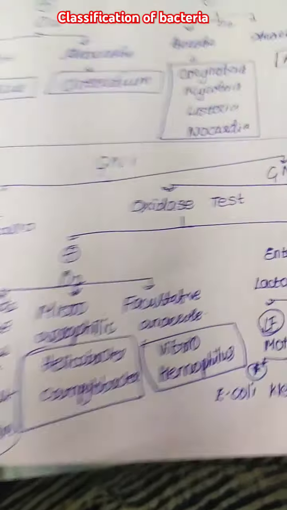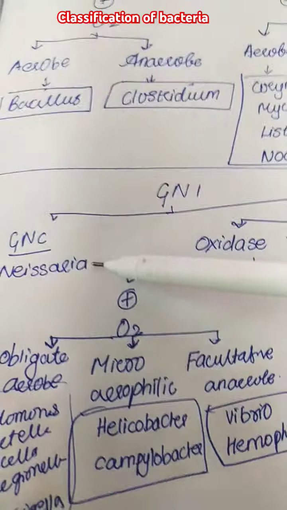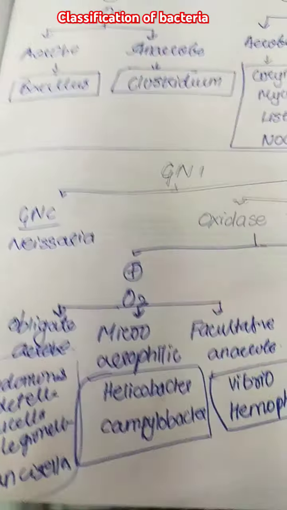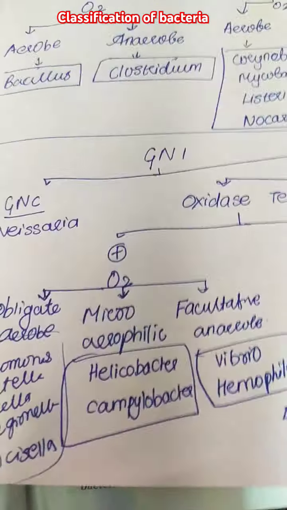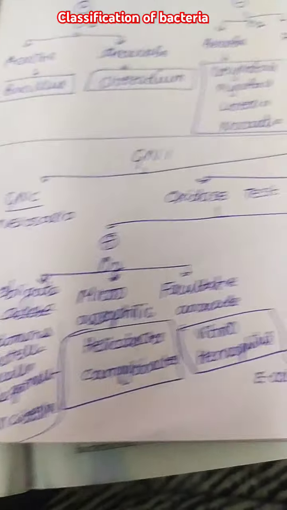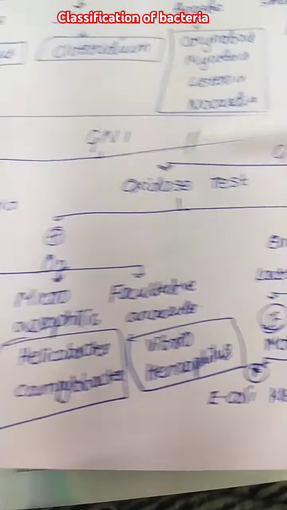Now let's talk about how to classify gram-negative bacteria. Gram-negative bacteria we can divide into gram-negative cocci and gram-negative bacillus. Cocci is simple, Neisseria. Neisseria is the best example: Neisseria meningitidis and Neisseria gonorrhoeae. Meningococci or gonococci. Okay. Now talking about gram-negative bacillus, you can divide based on the oxidase test.